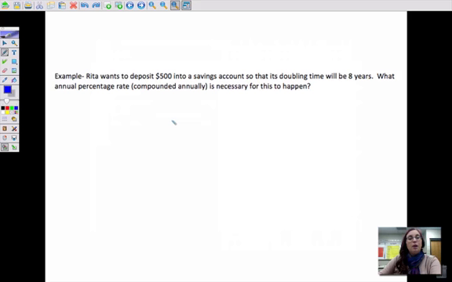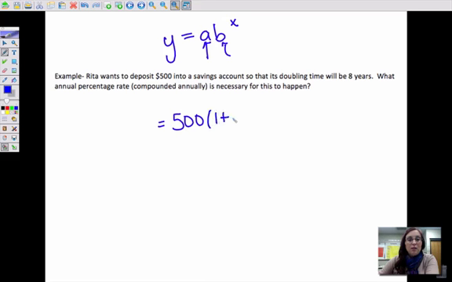All right, so Rita wants to deposit $500 into a savings account so that its doubling time will be 8 years. What annual percentage rate is necessary for this to happen? So she has $500, so if I'm looking at y equals ab to the x, I know that the starting value is a, so that's where that's going to go in my equation. And I don't know b, I don't know the growth rate. We want to know the annual percentage rate. So I'm going to do 1 plus r. We're looking for that number there. I don't have to worry about dividing it by anything because it's compounded annually.